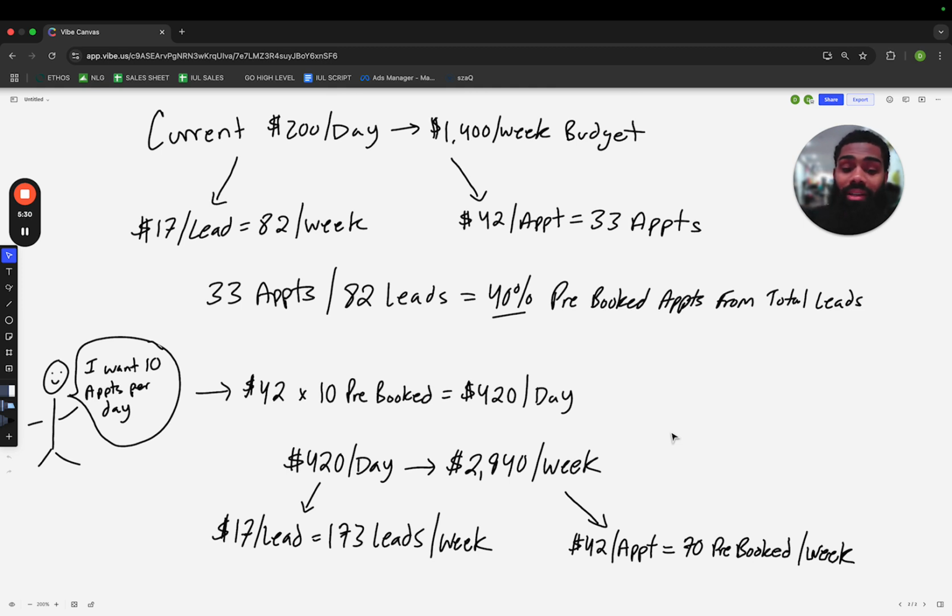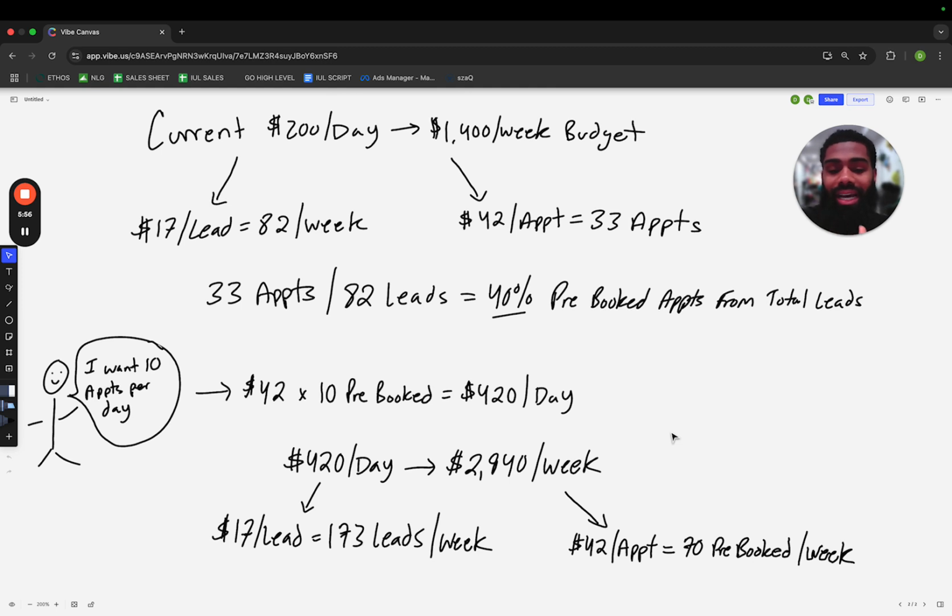Now let's break down the math on how this would work in totality. If he's spending $420 per day, that means his budget on Facebook is $2,940 per week. Remember, he's just solving for pre-booked appointments, but he's still generating all of these as total leads. It's just a percentage of them that are turning into appointments.